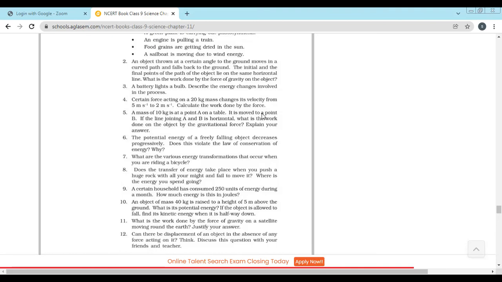Anyone else? What is your opinion? Is he right in saying this? Yes, Raghav. Ma'am, as the rock does not move, we can say that the muscular energy of our body gets converted into heat energy as our body heats up while we try pushing the rock.